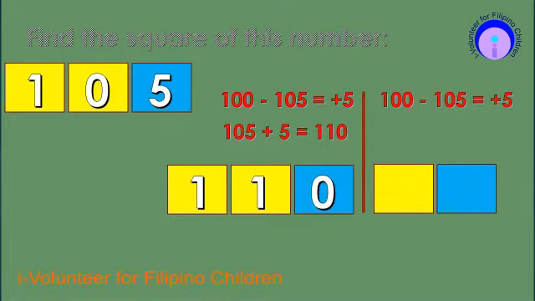At the other end, the extra 5 is squared to make it 25. And the final answer is 11,025.